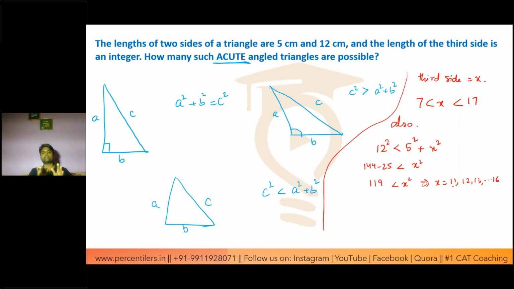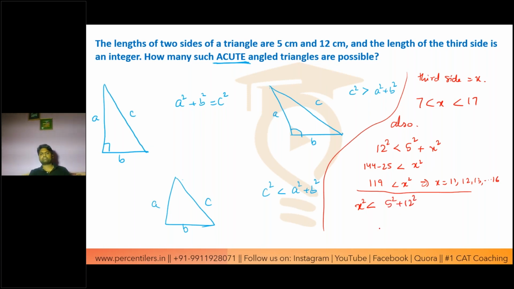So you got that x square should be greater than 119. So after 119, the first integer is 121. So 11 square, 12 square, 13, 14, 15. So less than 17, all the values were okay. But this tells you that it should be more than 119. Okay, one thing is this. Another thing is also x square should also be less than 5 square plus 12 square.